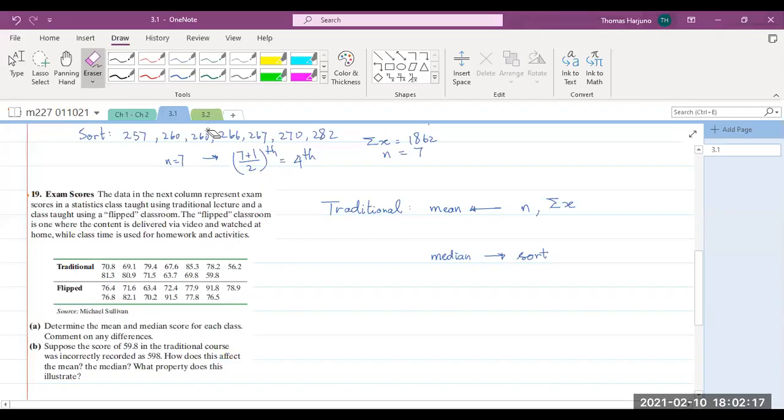Okay, so I need to find the n first. What is the n? How many data here? 1, 2, 3, 4, 5, 6 times 2 plus 1, 13. There are 13 data, so n equals 13. What is the sum of x? Let me see, there's a chat coming in. The sum of x is 933.6. Can anybody else confirm that for me?